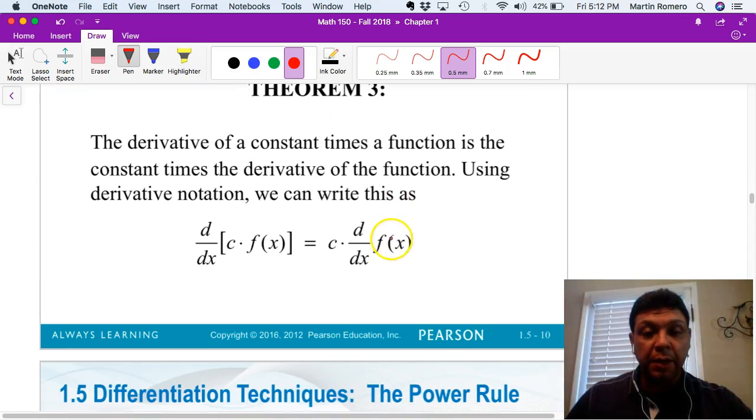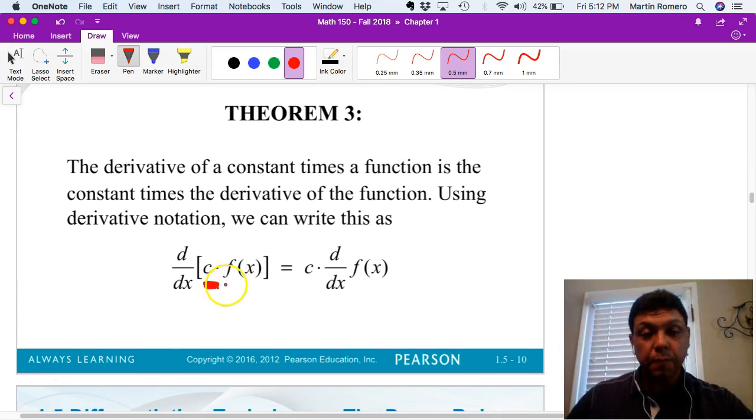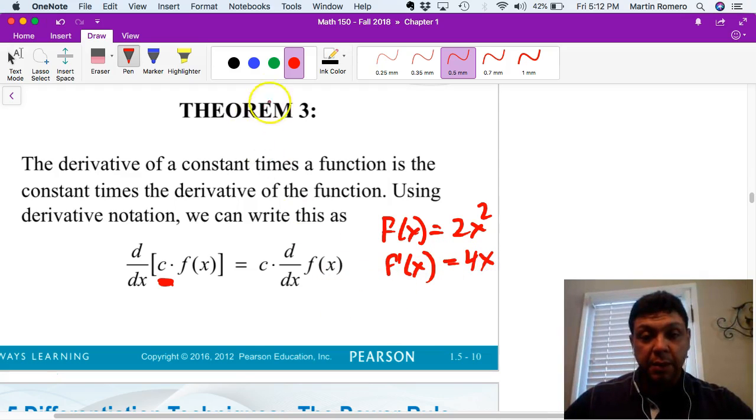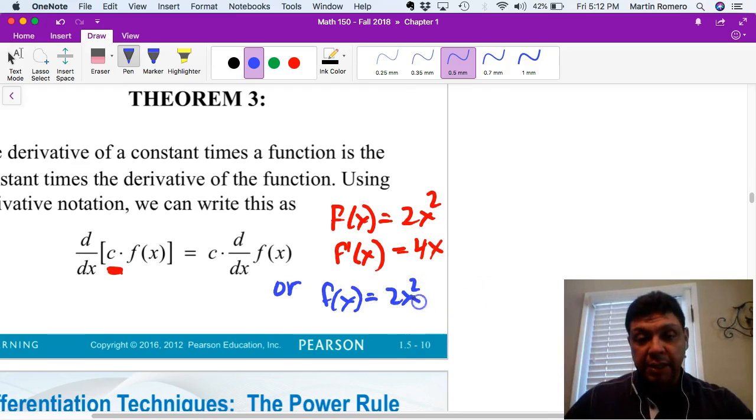We have another theorem for when functions are multiplied by a constant. What that says is, let's say I have f of x equals 2x squared. f prime of x would be equal to 4x. Another way we could have seen that was to take the 2 out of there. I could see f of x equals 2x squared as 2 times x squared.